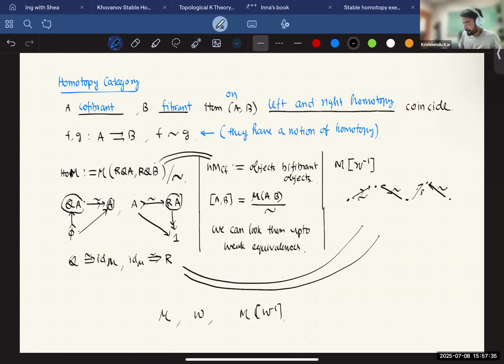So we don't need the notion of homotopy to talk about homotopy. This is the homotopy category of M.